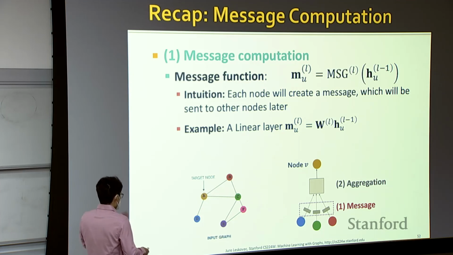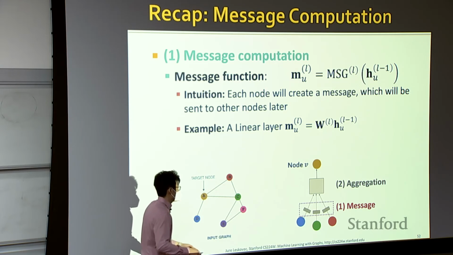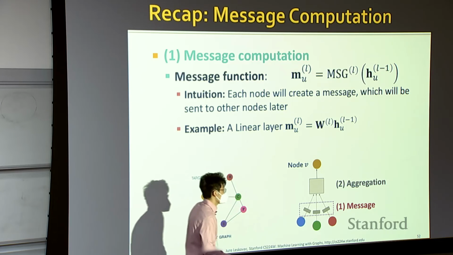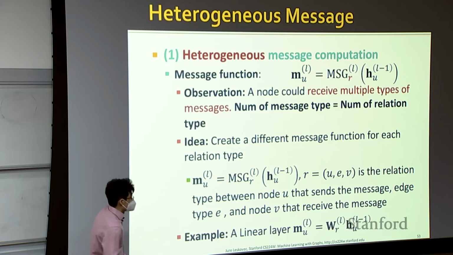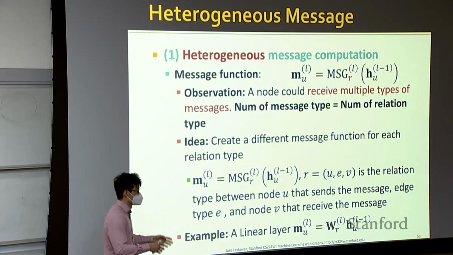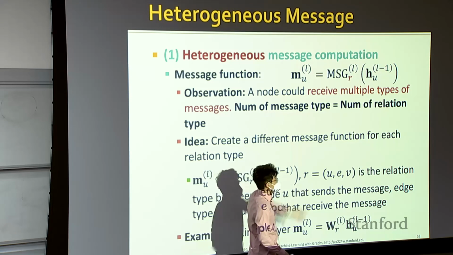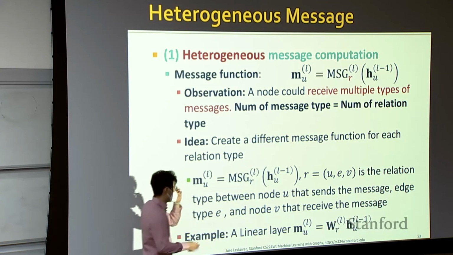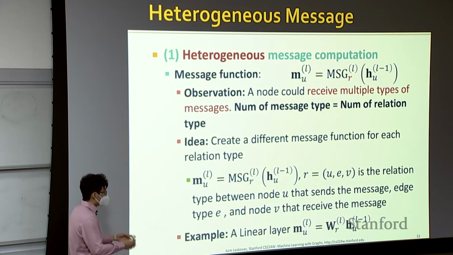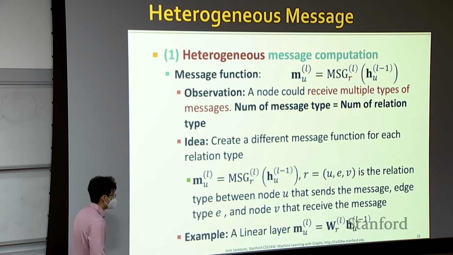So recall that the first component we'll talk about is the message computation, computing a message from each of the neighbors of a given node. In the case of heterogeneous graphs, we talk about this idea of defining one particular message function for each relation type. So now the message function will have a subscript R that represents a specific function for each relation type.